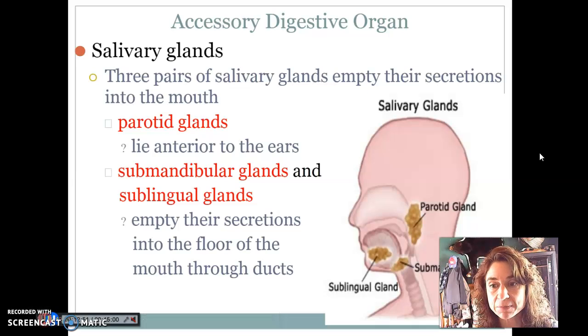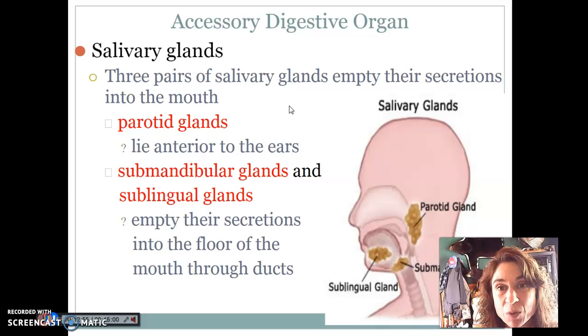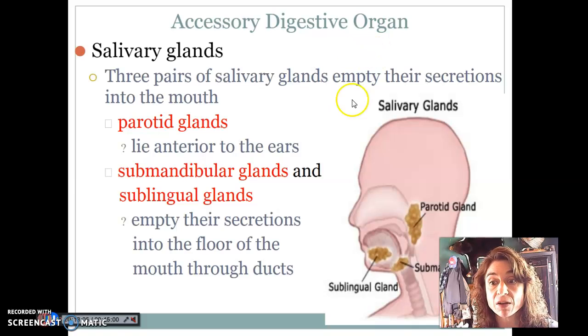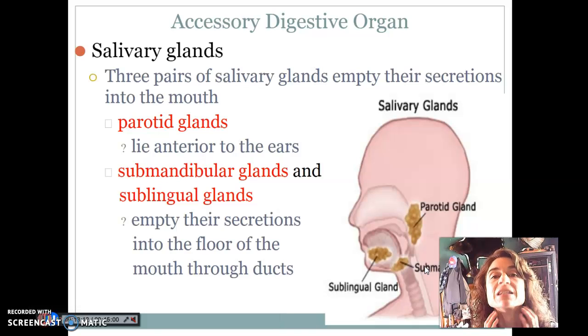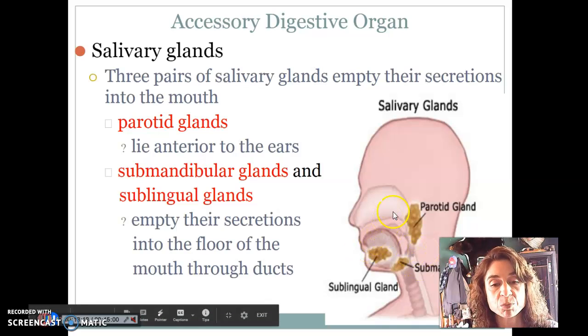Salivary glands, these are very, very important because they produce saliva, and we need saliva in order to help break down our food chemically in our mouth and to make it easier for us to chew and swallow the food. Okay? So we have the parotid, the sublingual, and the submandibular. Parotids are on the side, submandibular are down here along the jawline, and the sublingual are underneath the tongue. Okay? And they produce and secrete saliva.